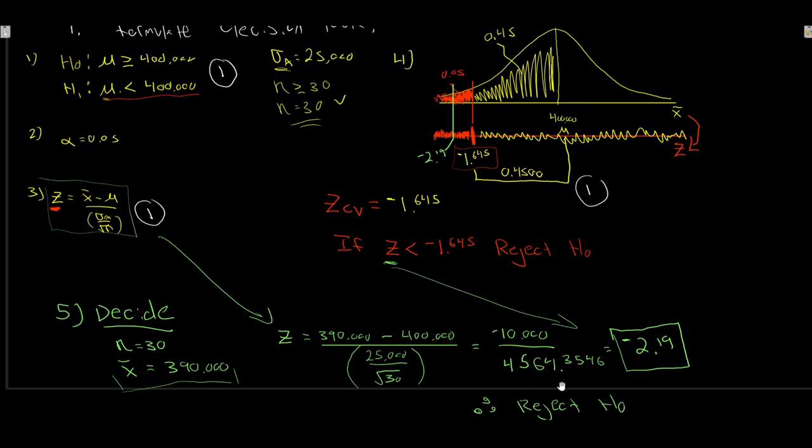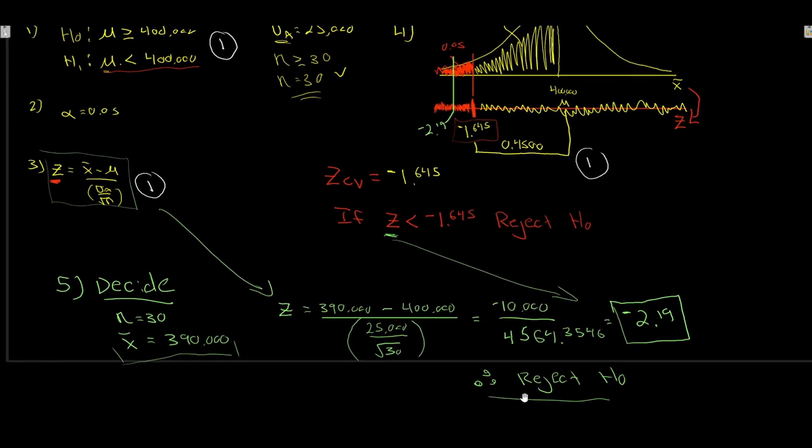That is a fairly unlikely result, and I'm going to utilize that as evidence to reject my null. So there's our five steps. That is how we would go through this problem. That is the crux of hypothesis testing. What I want to do is work through this question one more time.